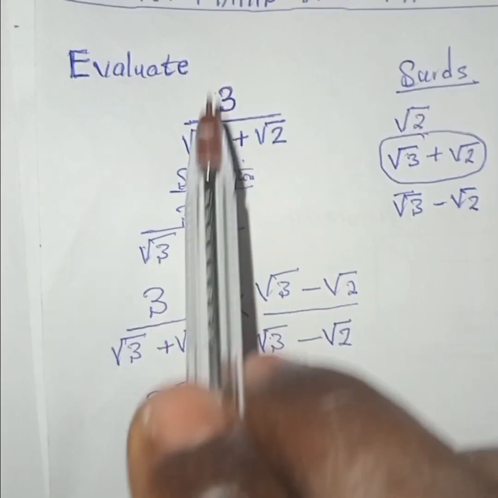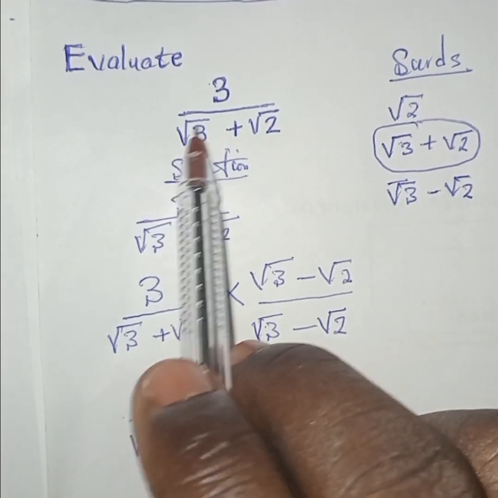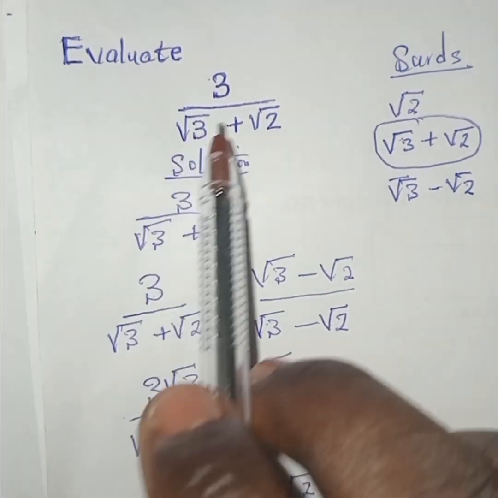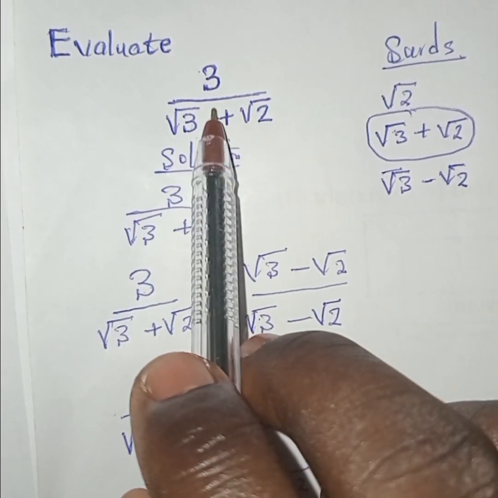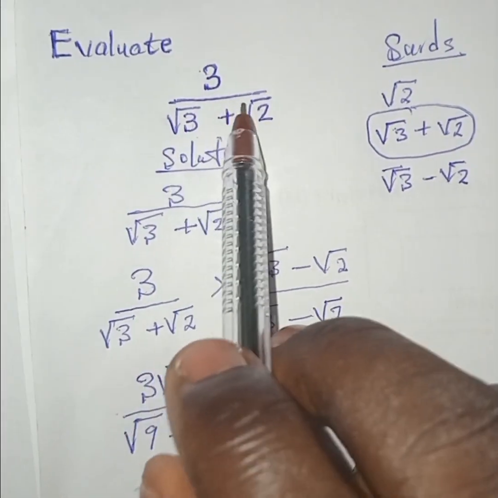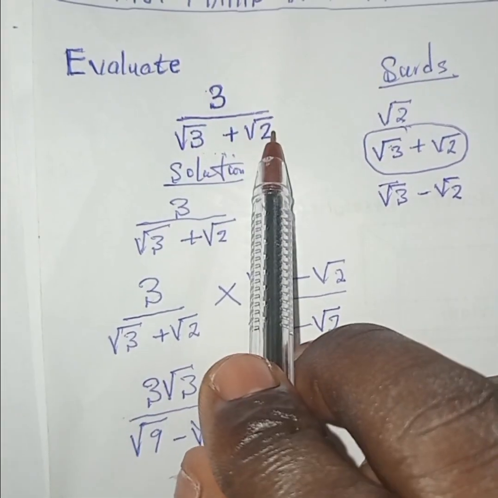This is the numerator and this is the denominator. Irrational numbers are numbers that are inside the square root. So square root 3 and square root 2 are all irrational numbers. Our focus is how to remove this sign so that we can have a normal number in the denominator side of the equation.